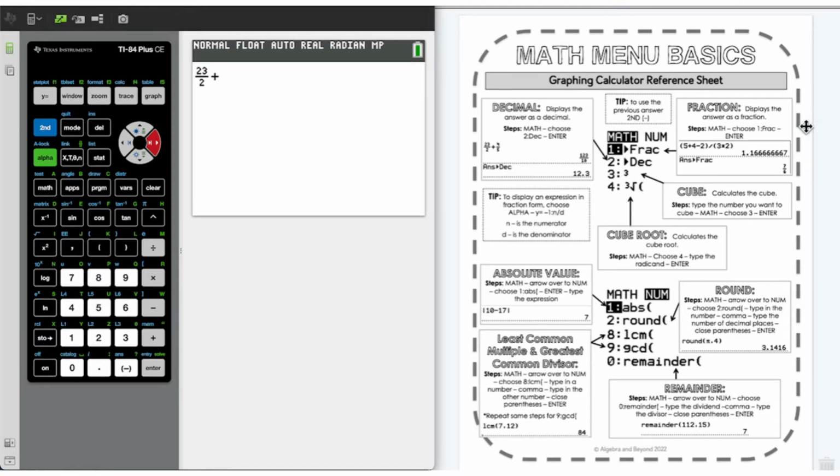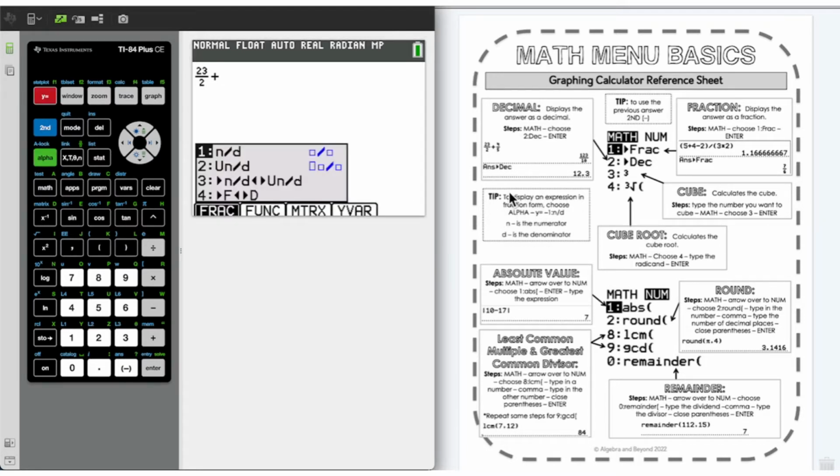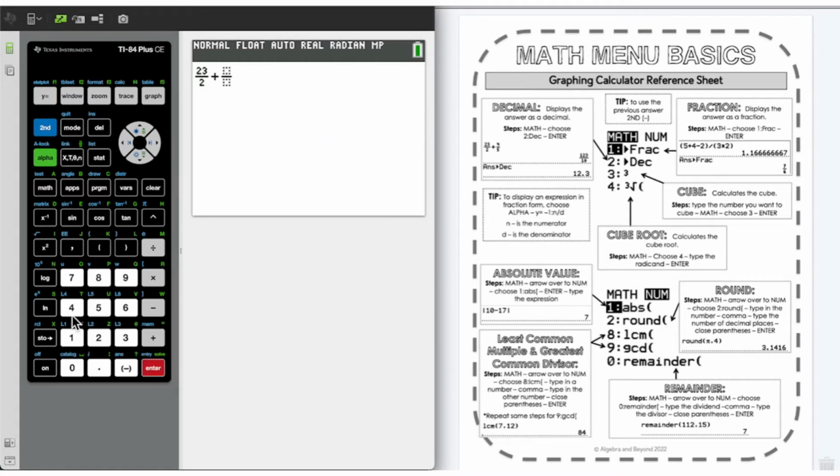All right, so for the first one, sometimes students want to write expressions in the calculator in fraction form. And to do so, they will click on alpha and then y equals, and I can have that in the tips section right here. And we have n divided by d, which means the numerator divided by the denominator. So we'll select number 1. And I'm going to go ahead and put in 4/5. And then I can click enter. And when I type in my expression in fraction form, the answer will then be in fraction form as well.